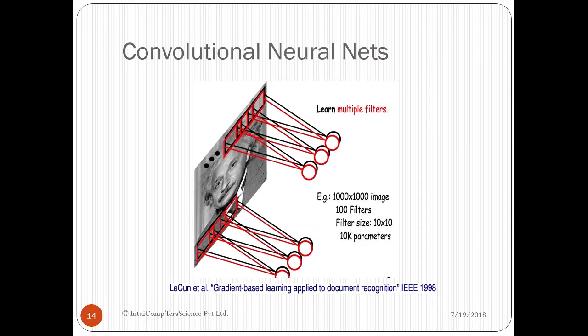So in convolutional neural nets, we can see in the figure that learning multiple filters is the objective. All kernels, also called filters, learn something different, and as a whole make an abstract representation of an image. For example, a 1000 by 1000 image with 100 filters of filter size 10 by 10 will have 10,000 parameters. You can check better with the following reference link.